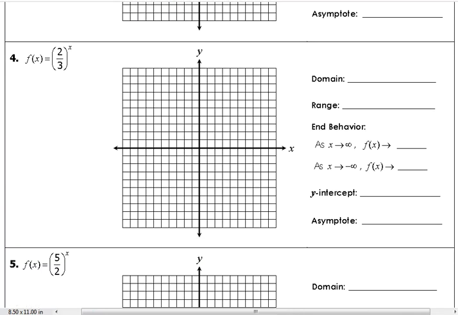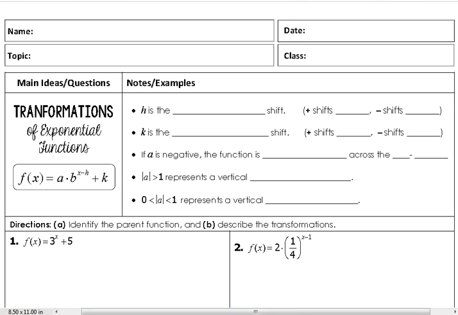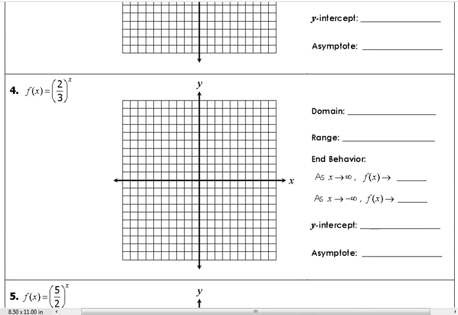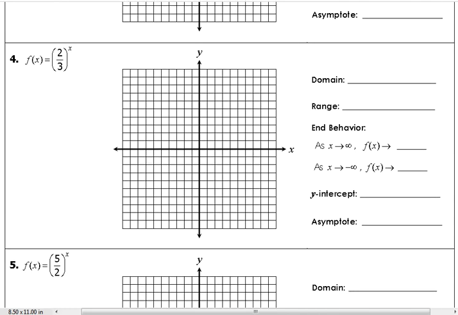Okay, let's look at two more here, numbers 4 and 5. Okay, number 4, exponential growth or decay? Decay, 2/3 is less than 1. So let's go with some of the things that we've known so far. Our y-intercept has always been (0, 1). When we plug 0 in, (2/3) to the 0 is 1. Anything to the 0 power is 1. I know this is going to be decreasing.